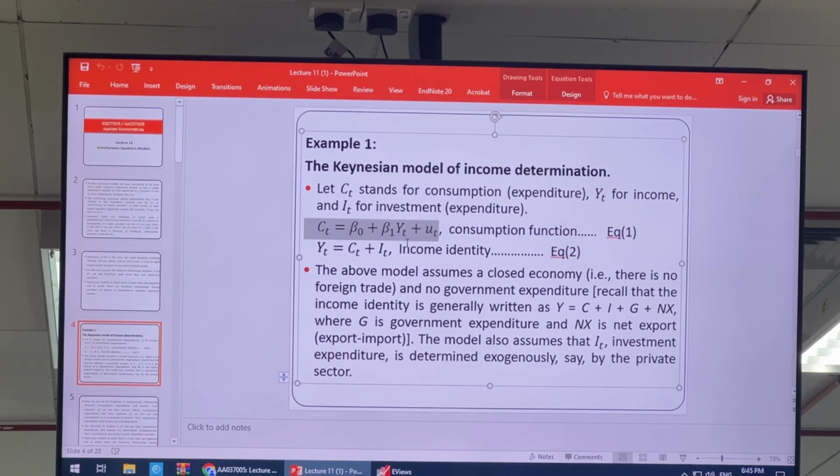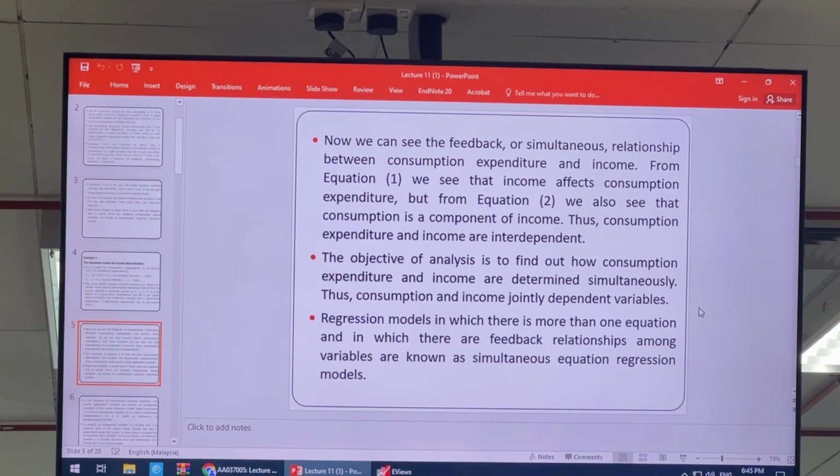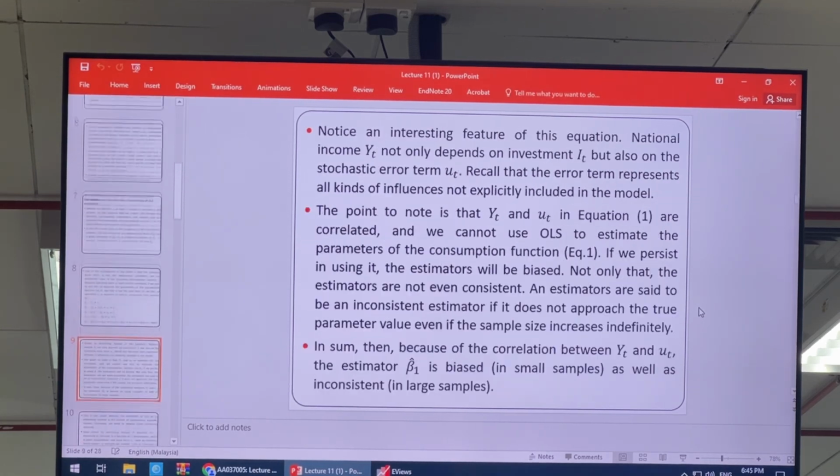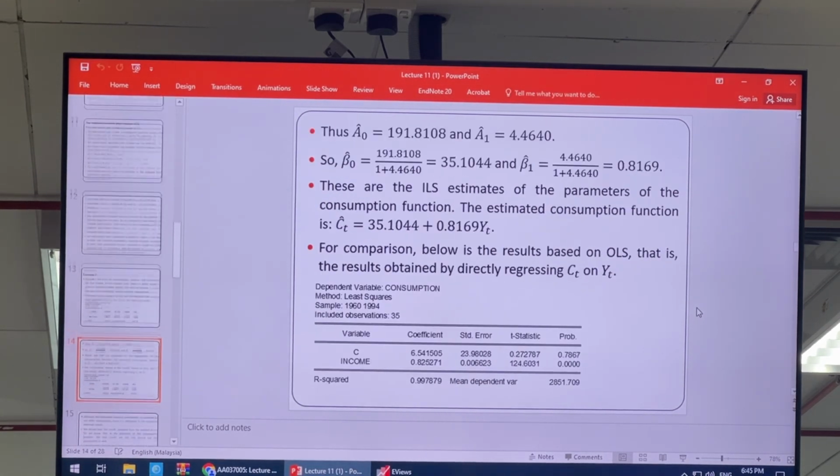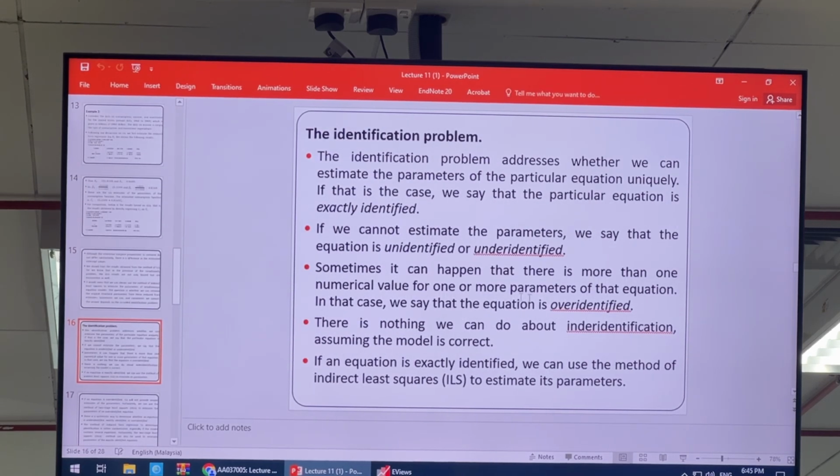So indirect least squares can be used only for the case of exactly identified. For over-identified, we cannot use ILS. We have to use an alternative way. Again, sometimes it can happen that there is more than one numerical value for one or more parameters of the equation. In that case, we say that the equation is over-identified, and there is nothing we can do about under-identification, assuming the model is correct. So for an under-identified equation, we cannot get an estimate. We can do nothing.